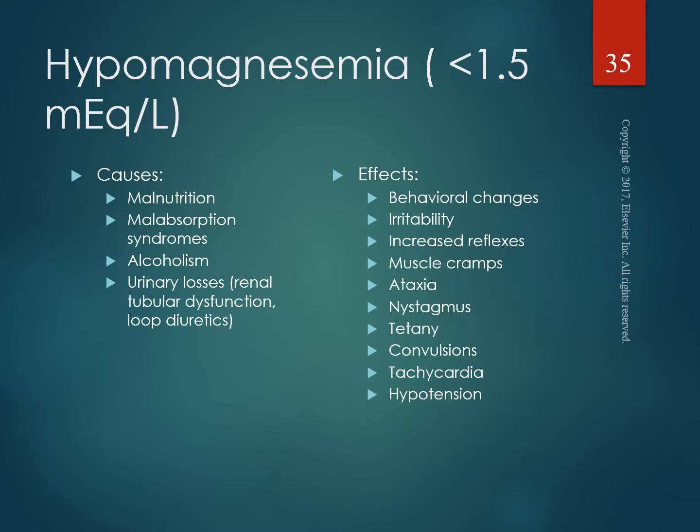widespread inflammation of the body, use of diuretics, and hyperparathyroidism. The effects are behavioral changes, irritability, increased reflexes, tremors, muscle cramps, ataxia, nystagmus, tetany, convulsions, tachycardia, hypotension, and cardiac arrhythmias, to name a few.